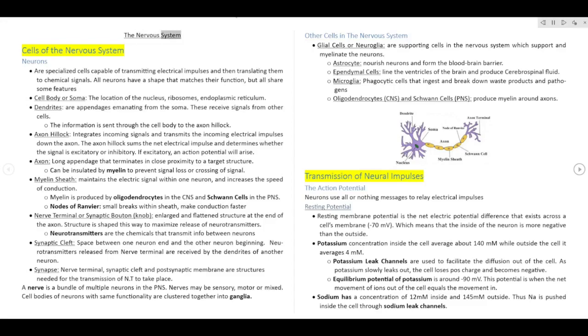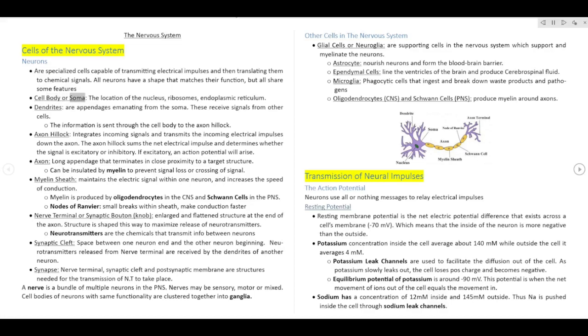The nervous system. Cells of the nervous system. Neurons are specialized cells capable of transmitting electrical impulses and then translating them to chemical signals. All neurons have a shape that matches their function, but all share some features.